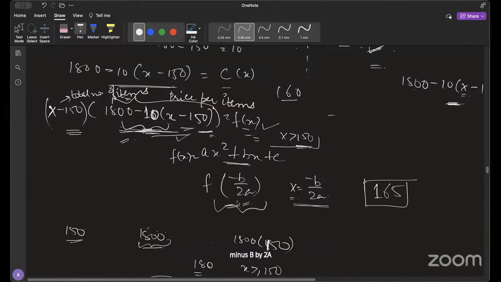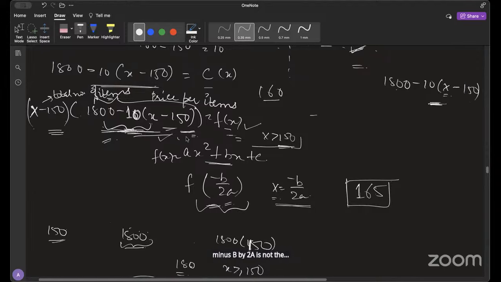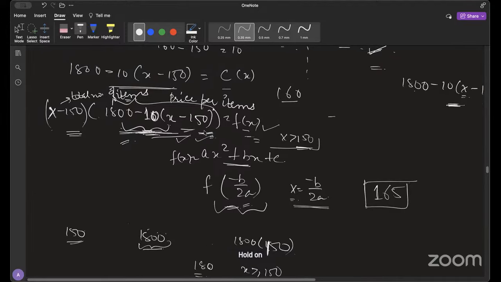Minus b by 2a is not the... When you solve this thing, hold on. There is one approach, minus b by 2a. What is the other approach, ma'am? The first approach we have to put it to... Just 1 second.